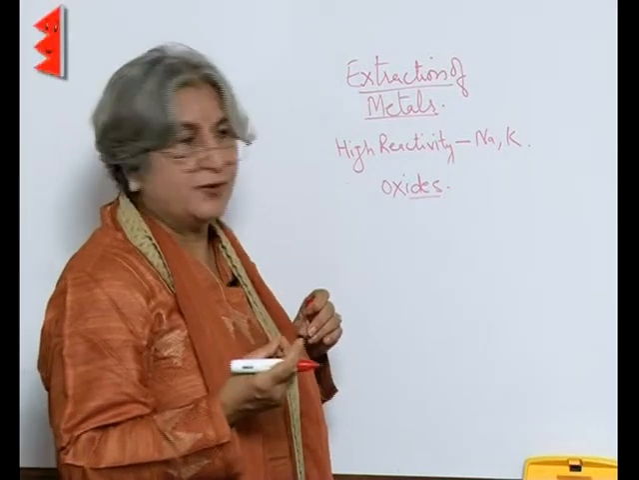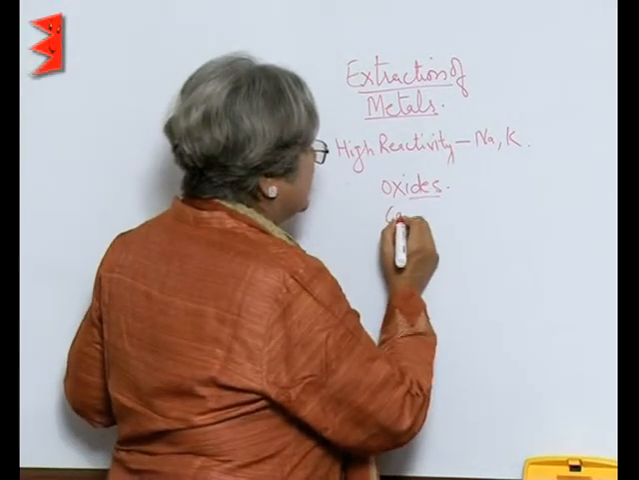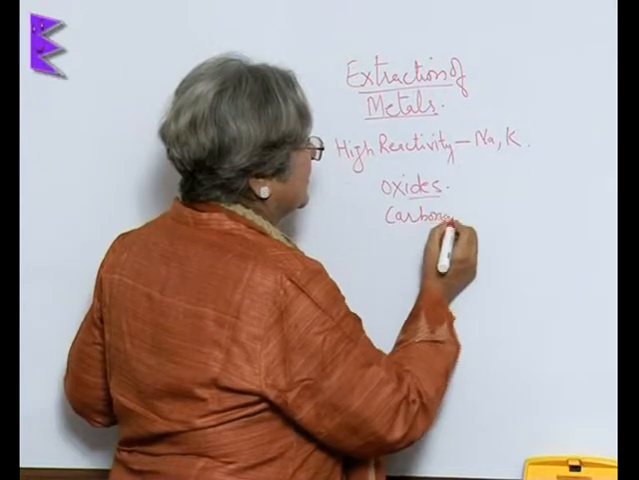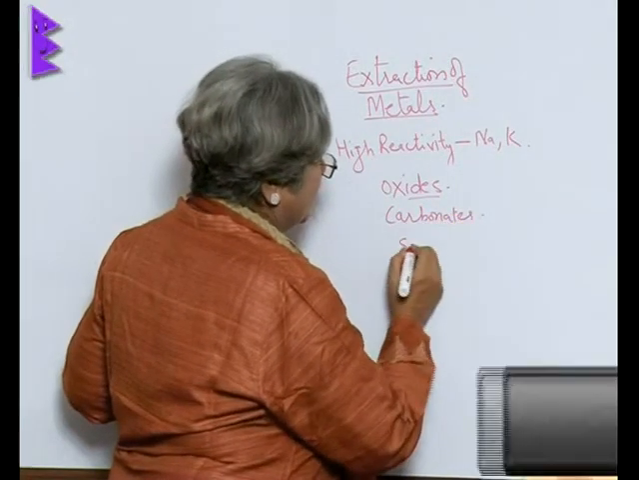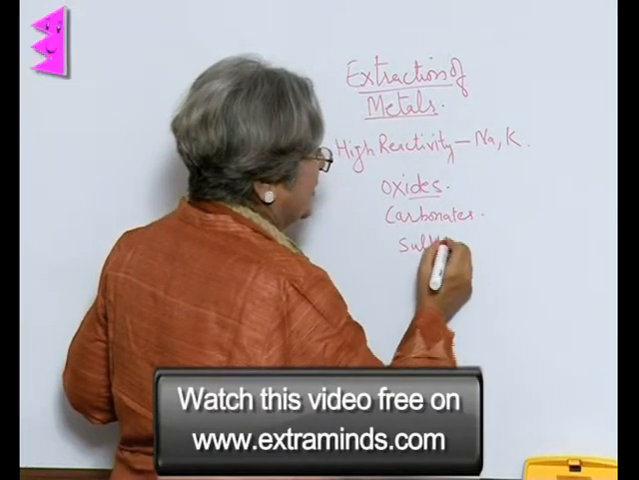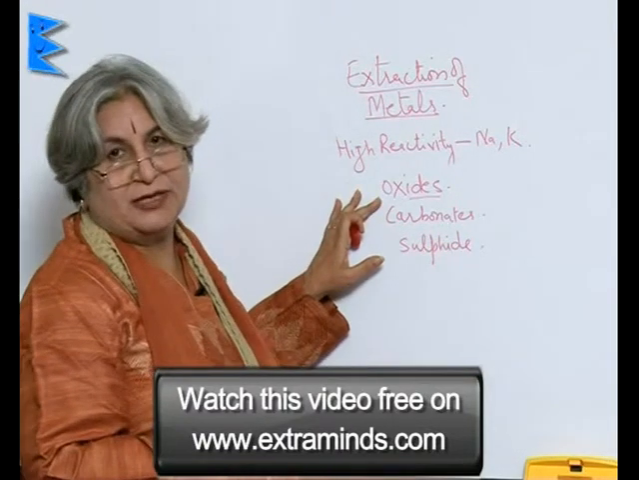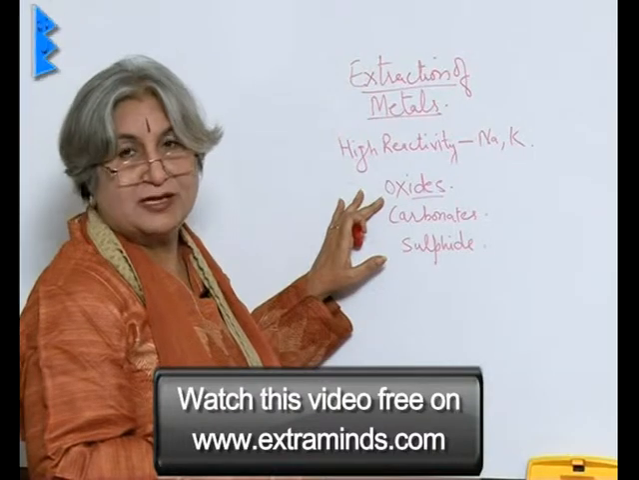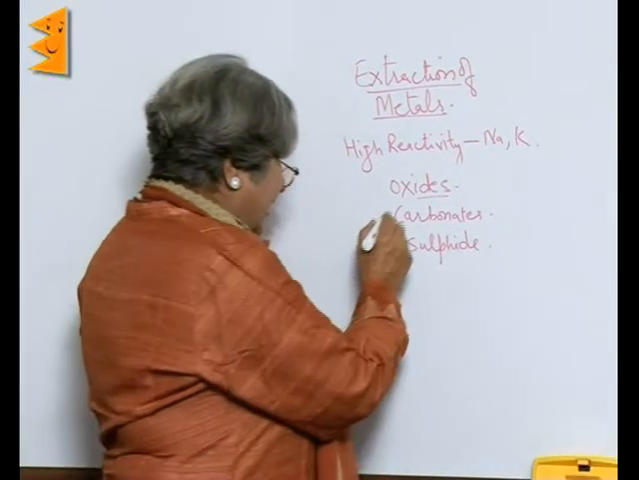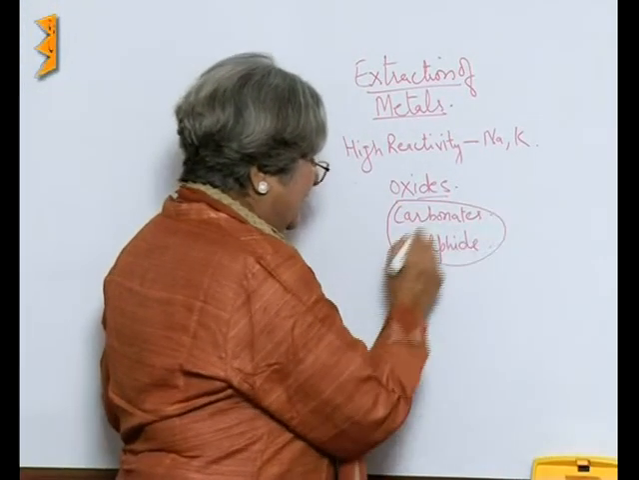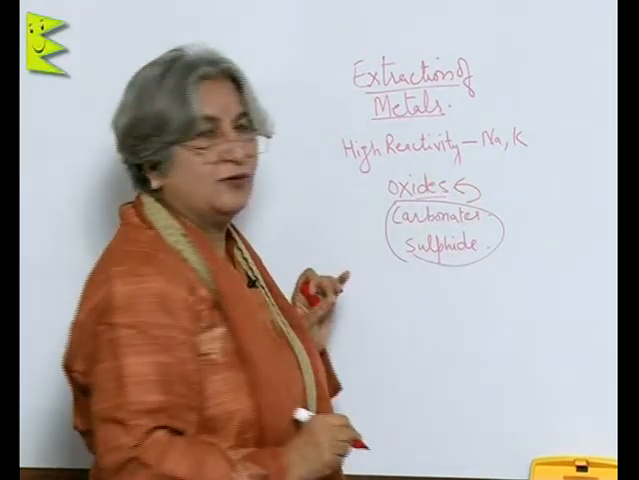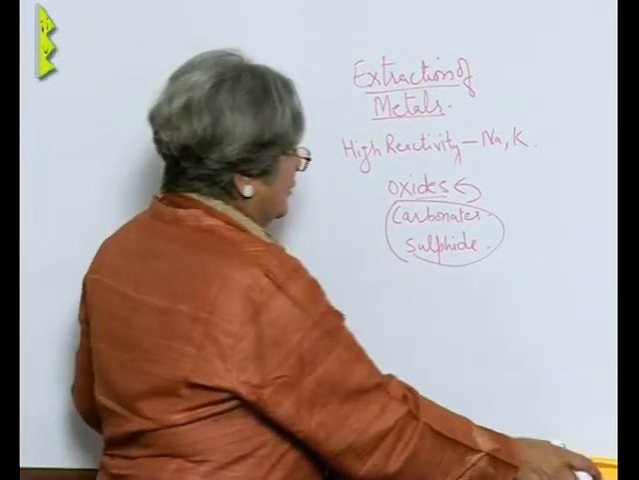So, oxides are formed, but they are also found as carbonates and sulfides. And it is much easier to extract metal from their oxides. So, what does that mean? That even in the case of carbonate and sulfide, they will have to be first converted to oxides. So, what is the method?